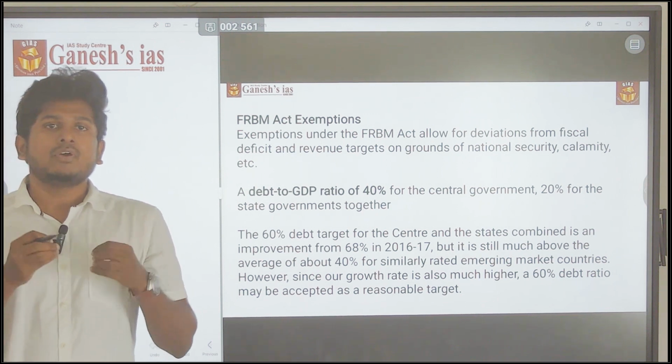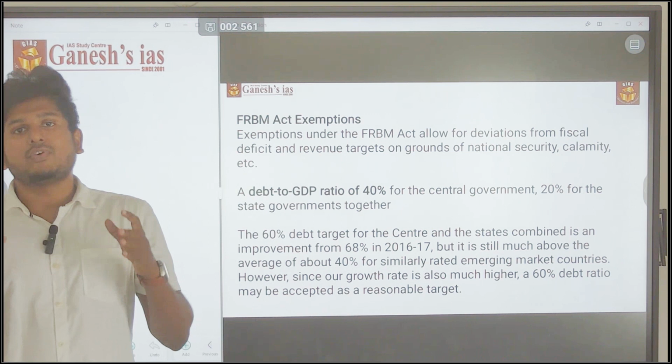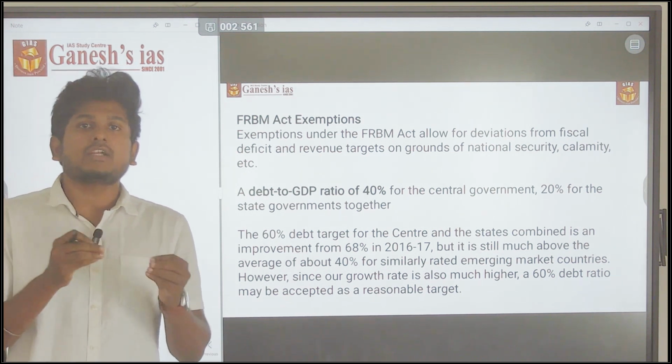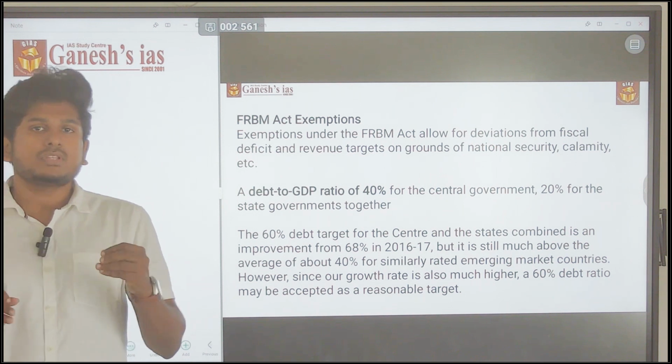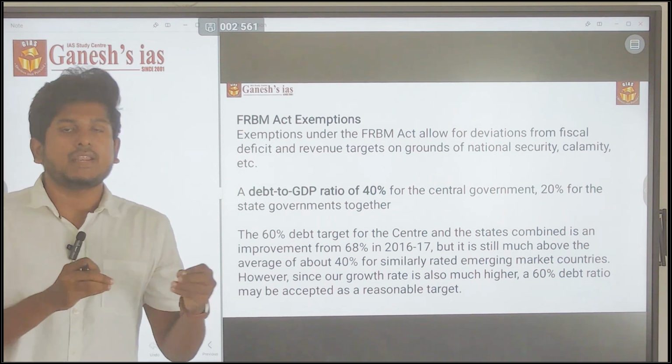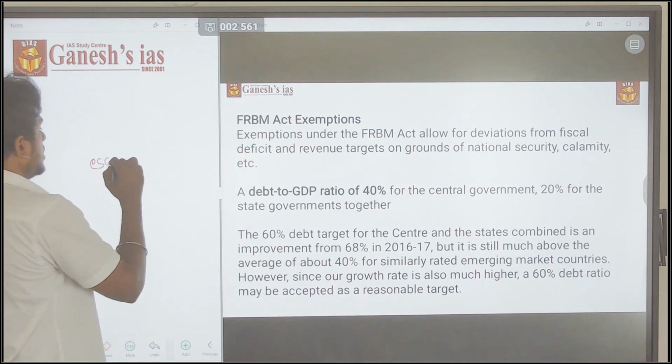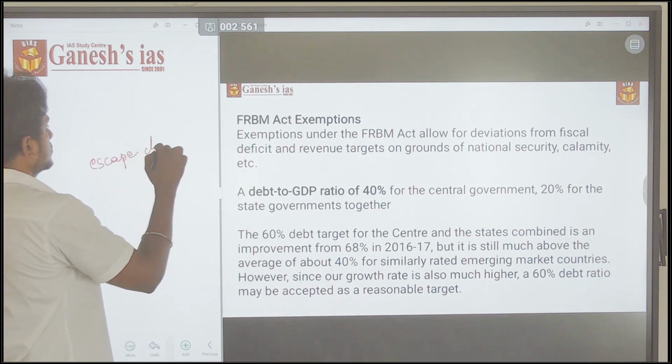At that time, if the government says, "No, I have to follow the FRBM procedure, so I won't spend," that will lead to a negative impact on society. So the FRBM Act itself provides certain exemptions for that. That is actually called the escape clause.